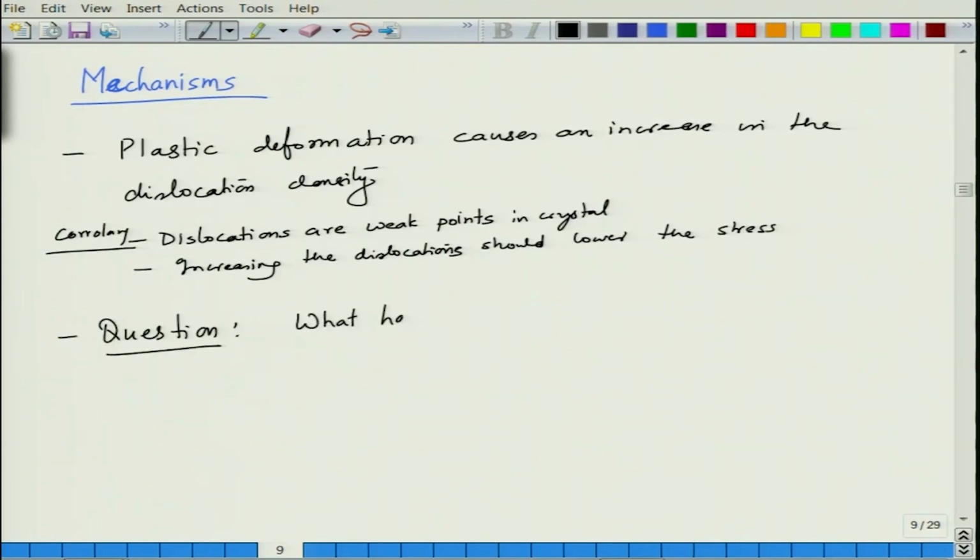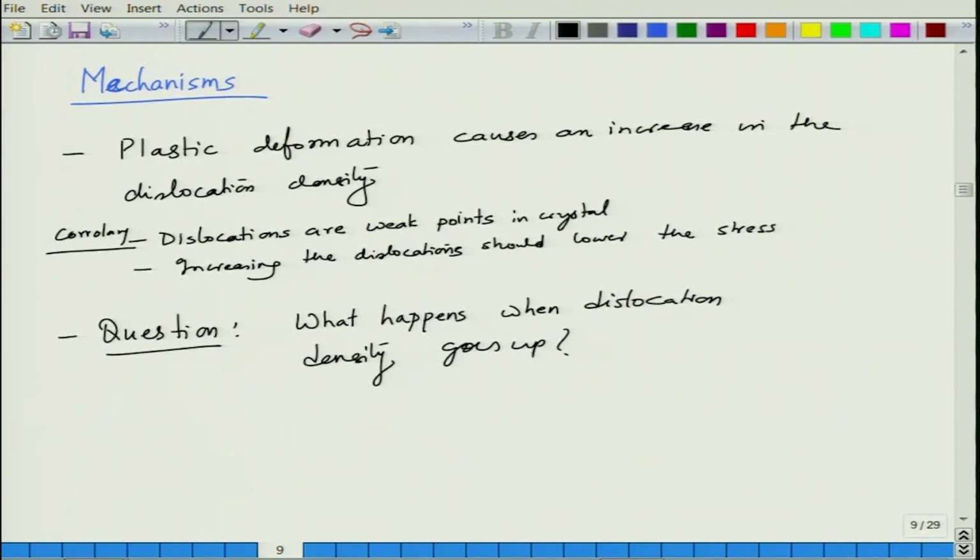So, the question is, what happens when dislocation density goes up? We know that dislocation density goes up. So, why is it that when dislocation density goes up, the strength increases instead of coming down? We will look at the reasons for that in a little detail in the next few lectures.